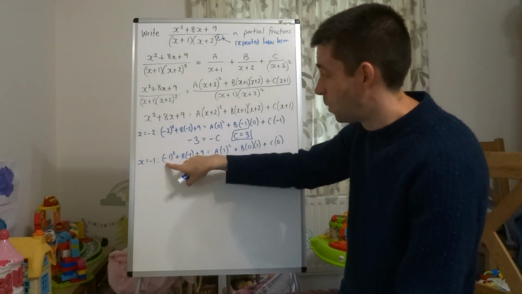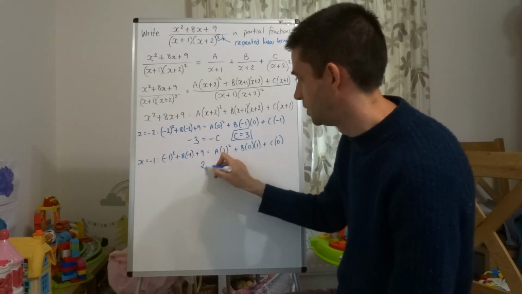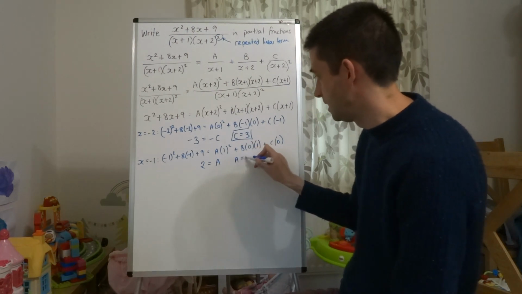Negative 1 squared is 1. Take 8 is negative 7. Add 9 is positive 2 equals a times 1. So the value of a is positive 2.